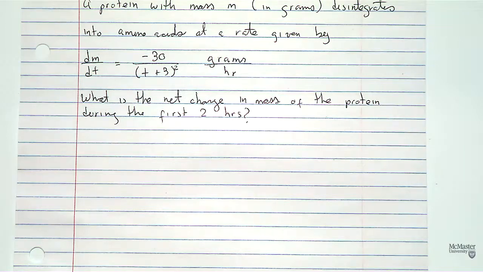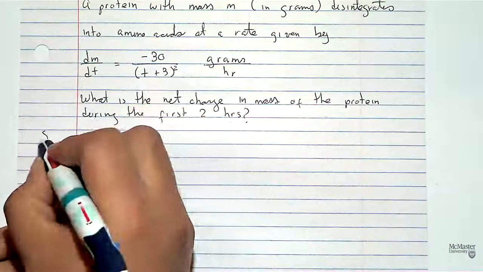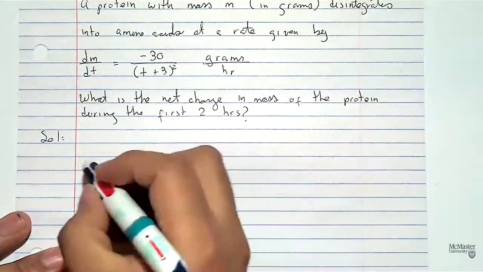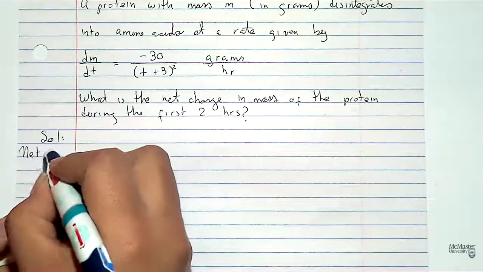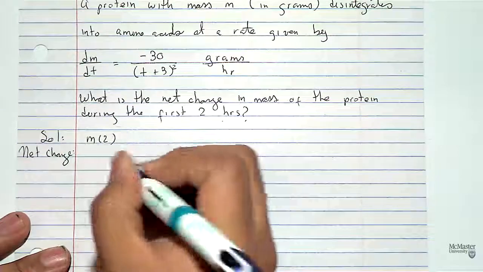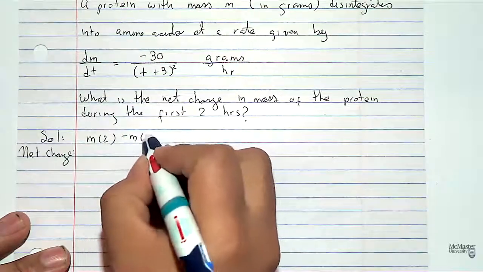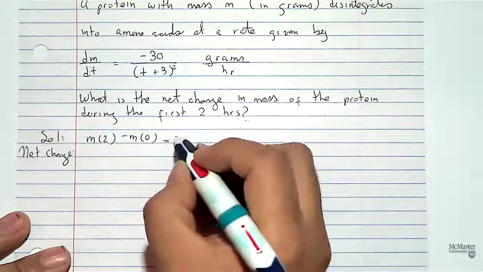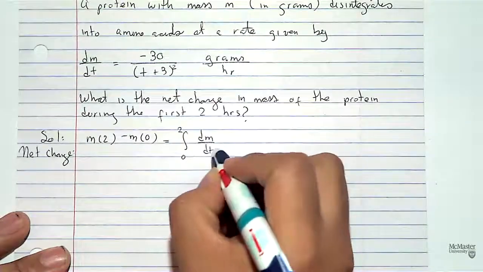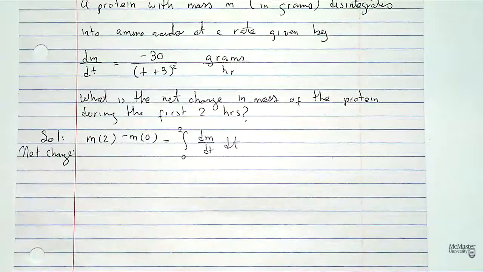In this case, well, again, we will explain a little bit more about the intuition of this. So for the solution, what you want to know is the total change, the net change, which is the mass at 2 hours minus the mass at the initial time, which is 0. So it's the integral from 0 to 2 of dm dt. Before I continue, do you find it intuitive why we get this difference by computing this? Is it kind of good?